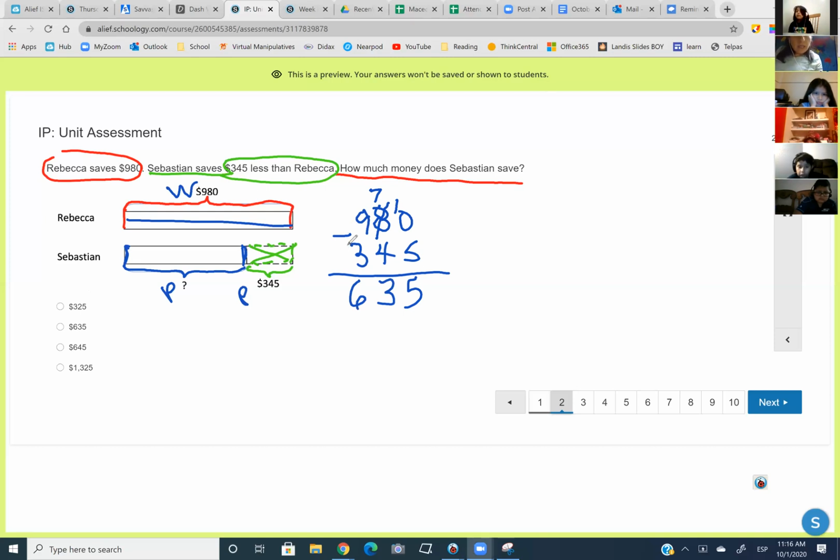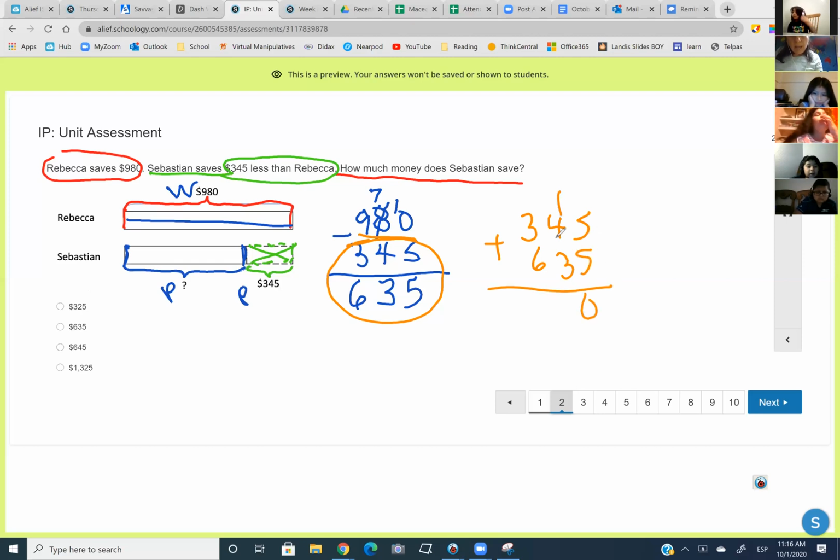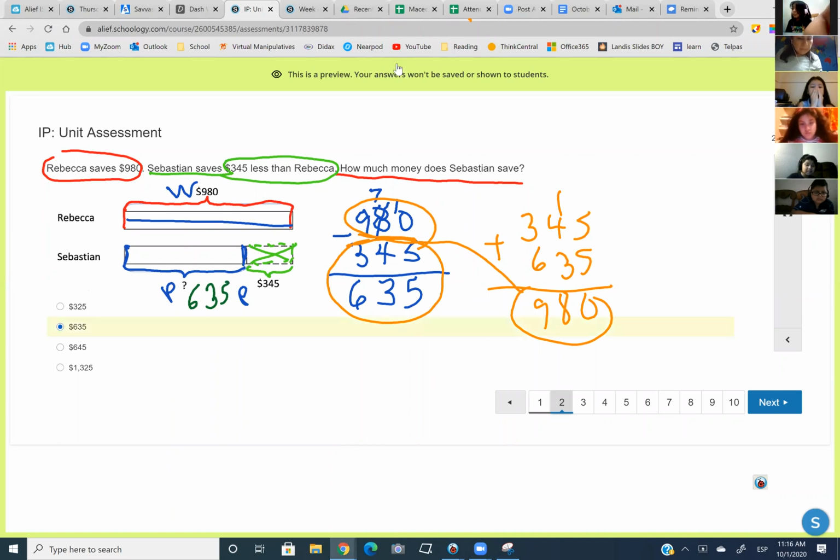So if I did a subtraction, now I'm going to add these two numbers. And if I get 980, that means I did it right. So 345 plus 635. 5 plus 5 is 10. I regroup. That's 5, 8, and 9. So 980 is the same as 980. That means my answer is right. So the whole that I'm looking for, the part is $635 that Sebastian has. So the answer you were supposed to select is B.